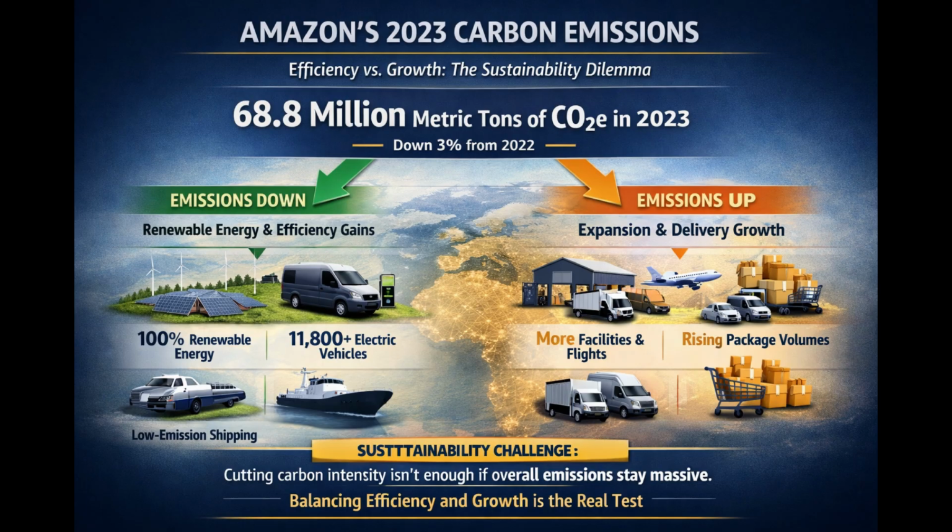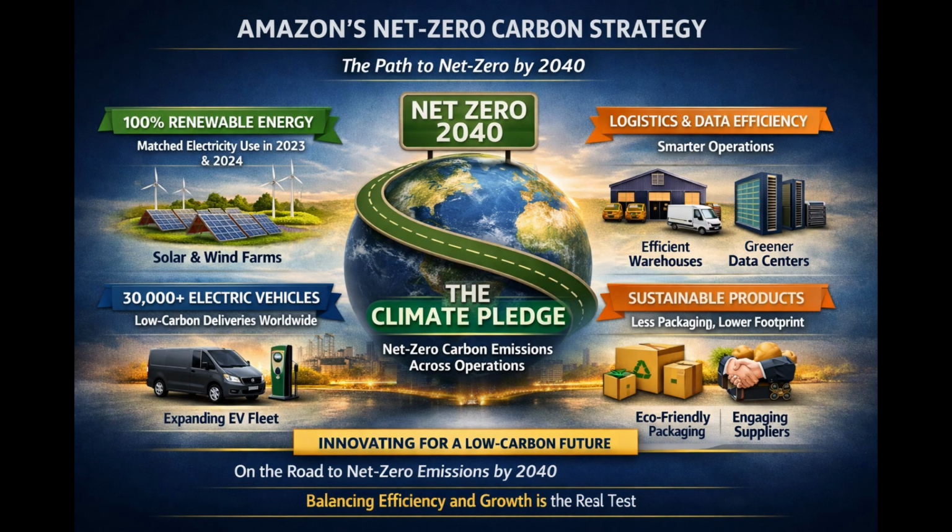Amazon says improvements were driven by renewable energy expansion, efficiency gains, and lower carbon intensity across operations. At the same time, some direct operational emissions increased because Amazon continued expanding deliveries and business activity. This highlights a major challenge in sustainability. A company can become more efficient while still generating enormous absolute emissions because of growth. Measuring emissions is only the first step. Reducing them is the harder challenge.